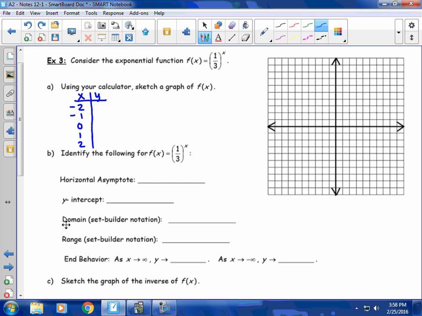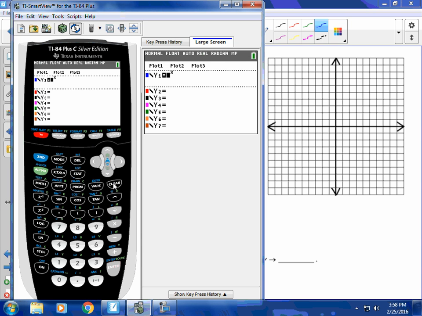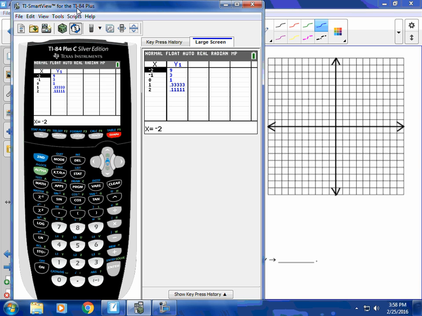And we could use our calculator if you really want to. Go over here, plug in 1/3 raised to the x. And you can look at your table. And there's our values. It's going to be 9, 3, 1, 0.3 repeating, 0.1 repeating. Okay, so you can just copy those over to your table if you want.